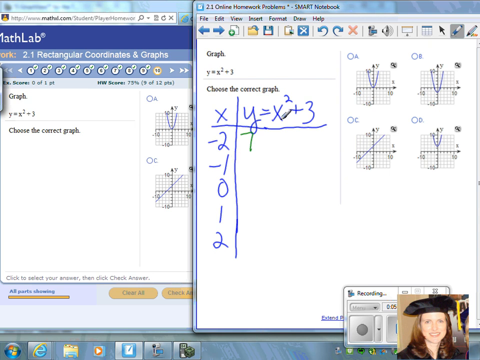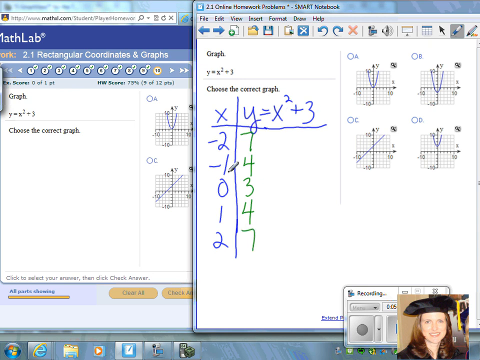Plug negative 1 in for x. Negative 1 squared is positive 1 plus 3 is 4. Let's plug in 0 for x. Put 0 in for x here. You get 0 plus 3 is 3. Plug in 1 for x. 1 squared plus 3 is 4. And plug in 2 for x. 2 squared is 4 plus 3 is 7.